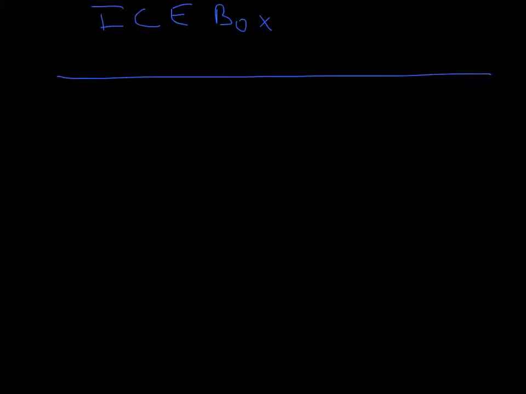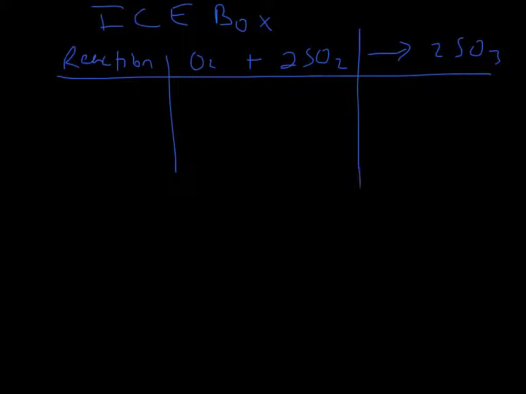Now we're going to go over a very important concept called iceboxing. In the book it is called the equilibrium table, but the name icebox lets you remember what's in it. The I stands for initial, so we're going to set up our table. Here we have the reaction, let's use the one we've been doing: O2 plus 2SO2 makes 2SO3.